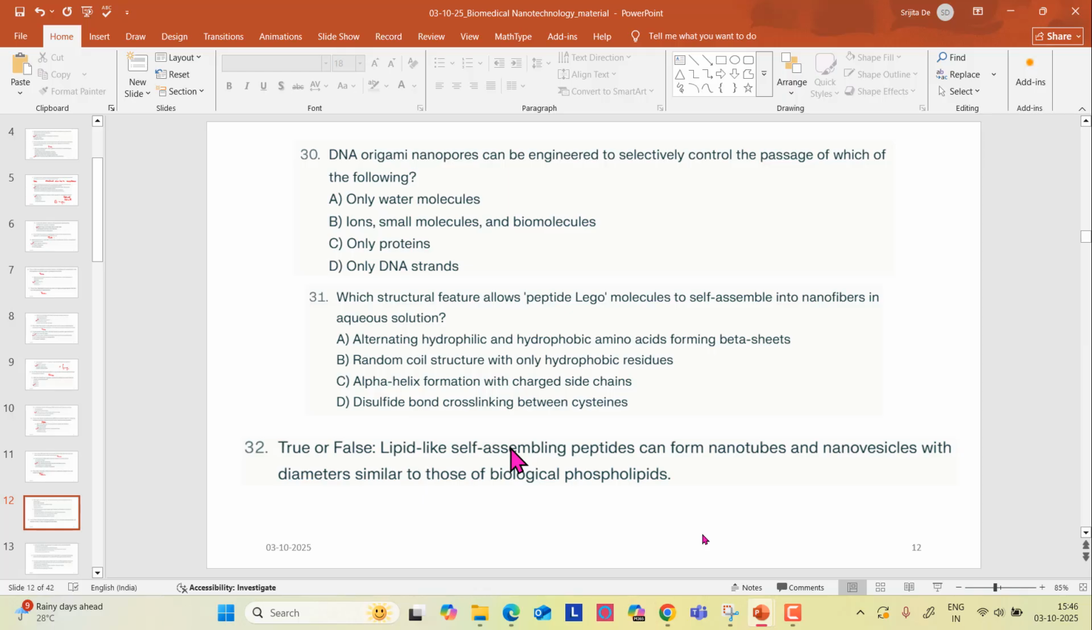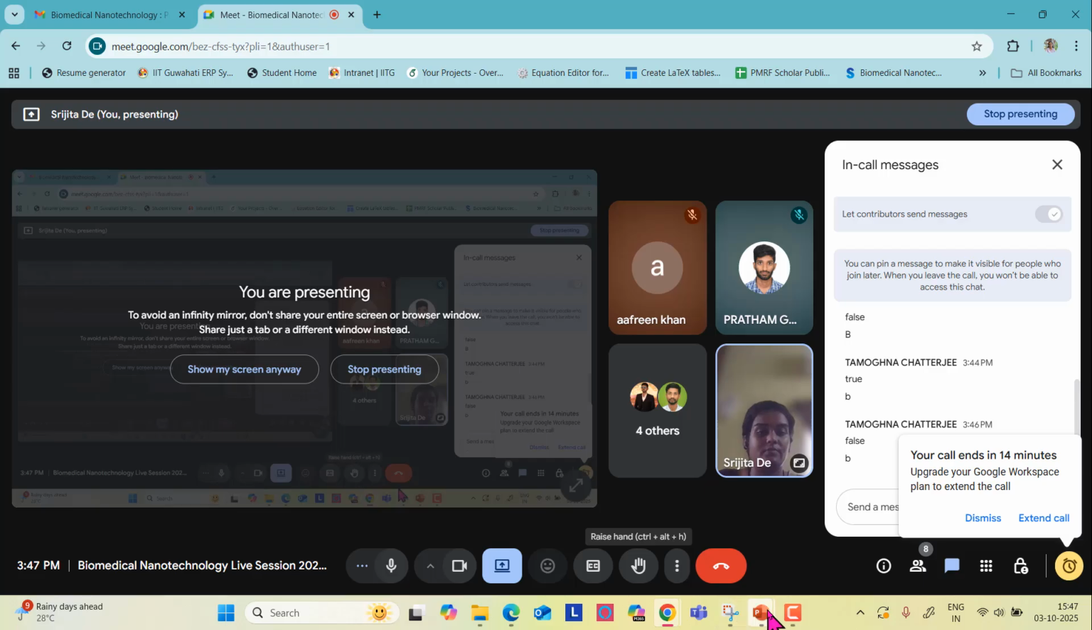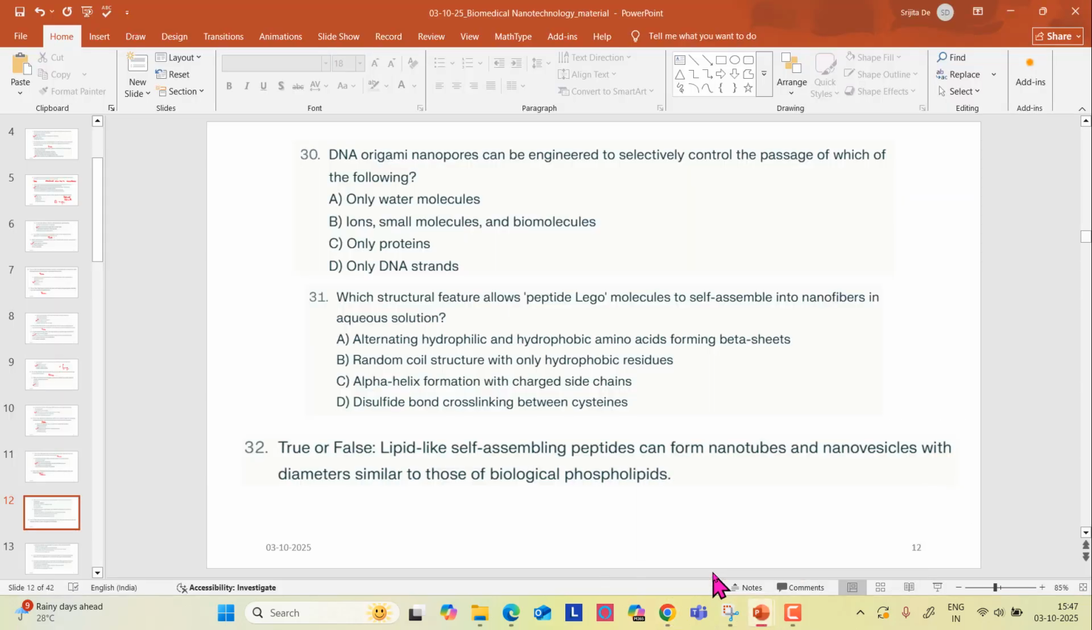Next, DNA origami nanopores can be engineered to selectively control the passage of which of the following? Only water molecules, ions, small molecules, biomolecules, proteins, or DNA strands. Yes, ions, small molecules, and biomolecules.